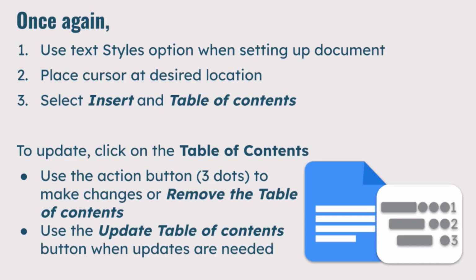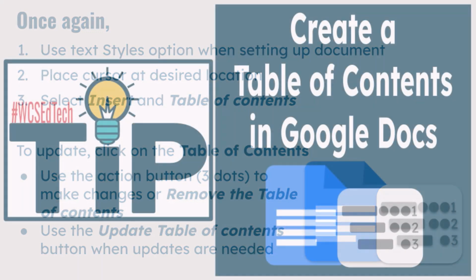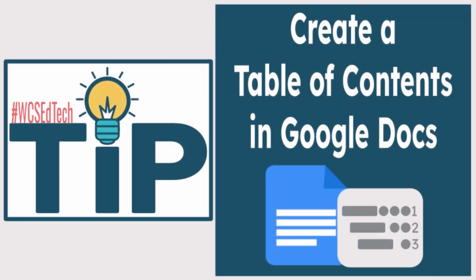To update the table of contents, click on the table of contents. Use the Action button to make changes or remove the table of contents. Use the Update Table of Contents button when changes have been made to the document and the table of contents needs updating. Well, that's a wrap for WCS Ed Tech Tip, Create a Table of Contents in Google Docs.